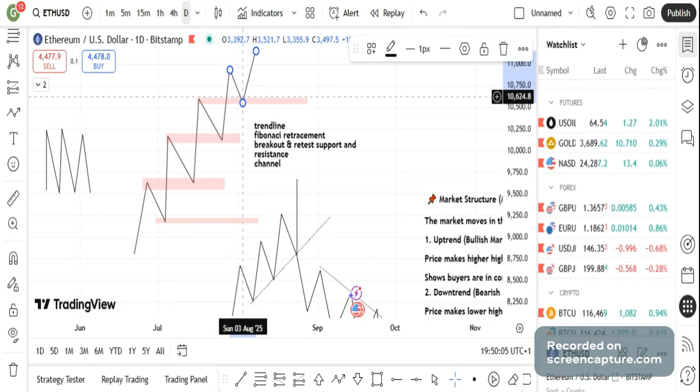You understand that? A resistance can change to a support in an uptrend. It changes from resistance to support, and opposite to that in a downtrend, a support can change to a resistance. Yeah, if I'm right with that.